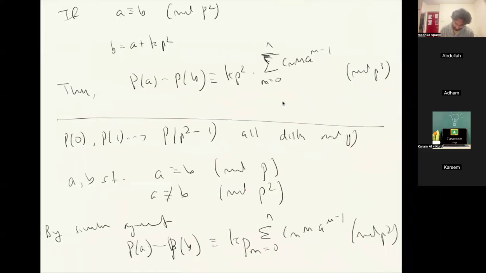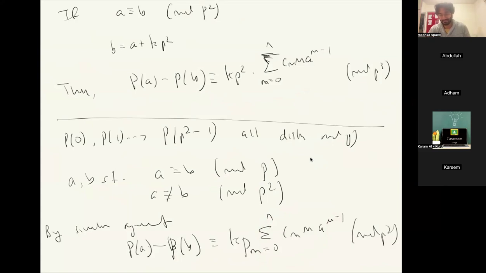Okay. So it means that if I take two values that are different, that they're the same mod p and different mod p squared, their difference is exactly recorded by this expression. And we know that this expression is not divisible by p because by assumption, the values are different mod p squared. So it tells us that they're also different mod p cubed. Does it make sense?